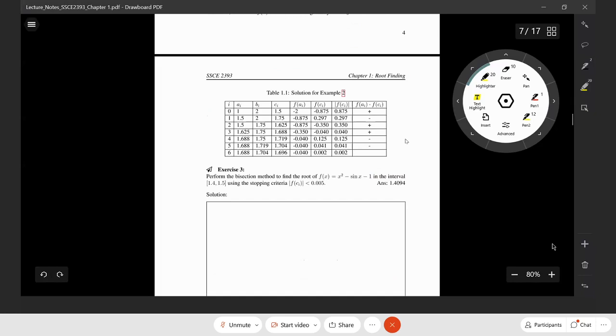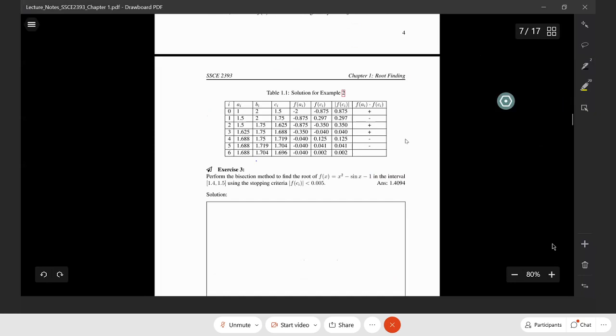But if you are aware, what I missed is the conclusion. So add the last one. Therefore, your final answer should be the latest value of C. Remember, it should be the value of C, not A, not B, not FA, not FC. It should be the C. Which iteration? I equals 6, which is 1.696. So that should be your answer. That's it.